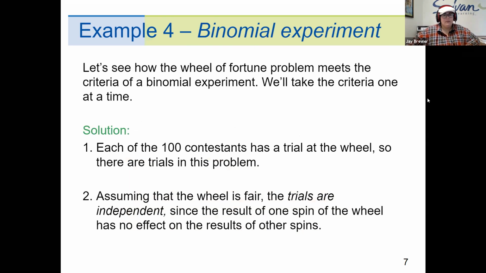All right, let's see how the Wheel of Fortune problem meets the criteria of a binomial experiment. We'll take their criteria one by one. First off, we do have a number of trials because it wanted to know 100 participants. 100 contestants has the trial at the wheel, so then we have 100 trials. Assuming that the wheel is fair, the trials are independent since the result of one spin of the wheel has no effect on the others.